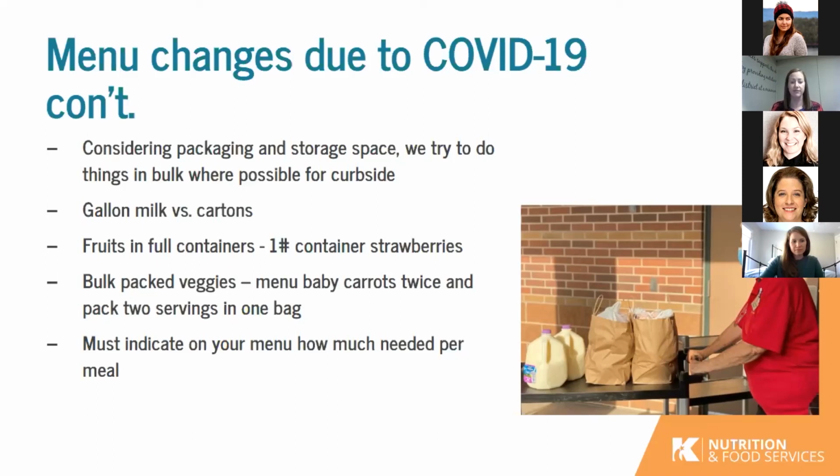And of course, whenever you do these kinds of bulk things, you want to make sure that you put on your menu how much they're supposed to use for the menu that goes home. So if you put a 1 pound container of strawberries and you want them to use 1/2 cup servings, you have to make sure every time you have strawberries, you have 1/2 cup of strawberry on there so that the families know how much they're supposed to put.